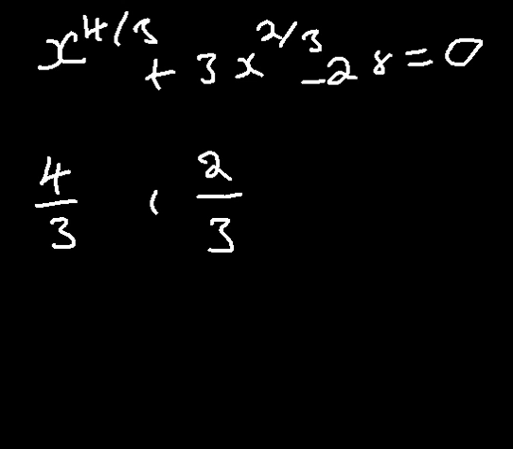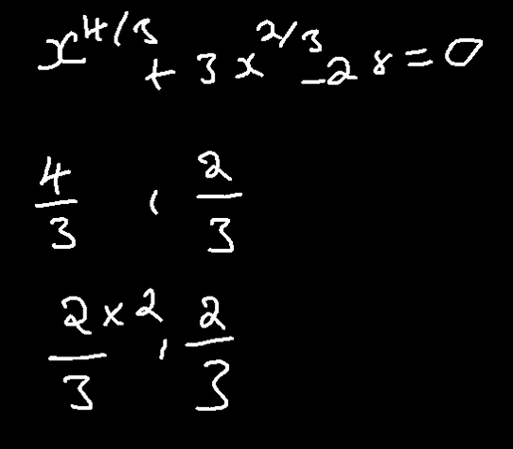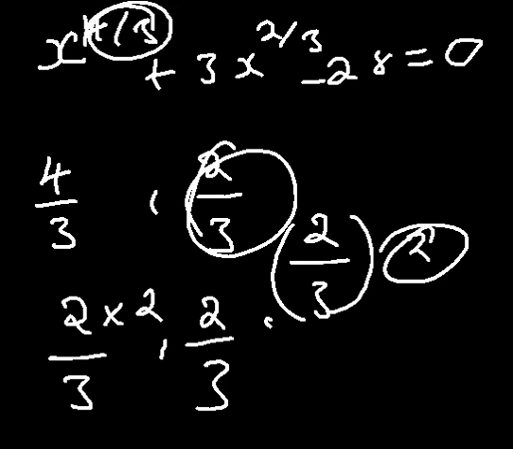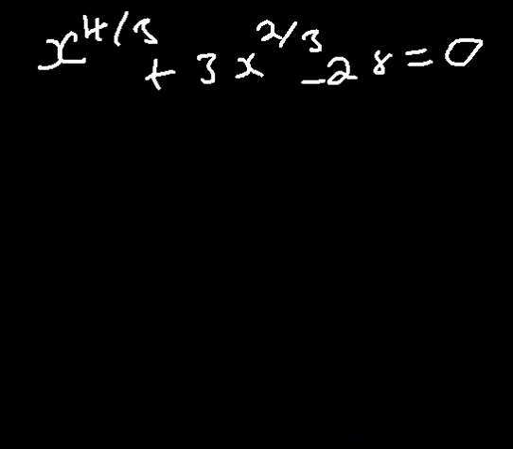You should understand that 4 over 3 is the same as 2 times 2 divided by 3. And 2 over 3 is the same as 2 over 3. So 4 over 3 is the same as 2 over 3 times 2. Now you can see that we have expressed 4 over 3 in terms of 2 over 3 times 2. So we are going to express the power 4 over 3 in this way.